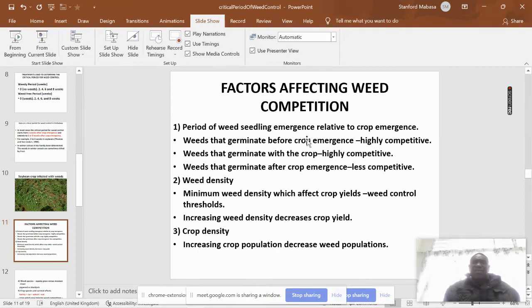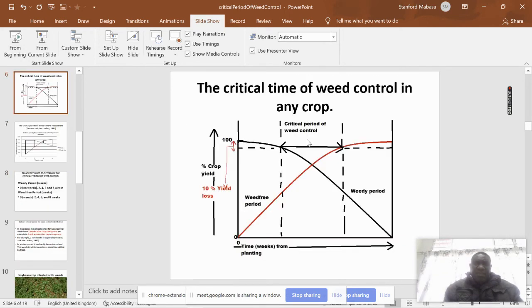If weeds germinate before crop emergence, it means the weeds will be highly competitive, like what happens in conservation agriculture. Now, we are saying that farmers should come in at 2 weeks after crop emergence. In this case, it may be too late. Farmers may as well come in and remove weeds before even the crop emerges. Otherwise, there will be serious loss of yield. So this model here may not apply. Let's say weeds emerge before crop emergence. We are saying the critical period starts from here. Maybe it shifts up to this point.